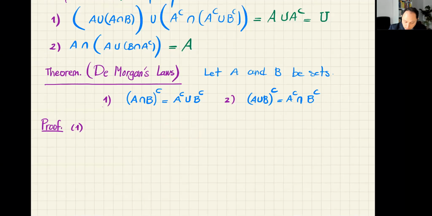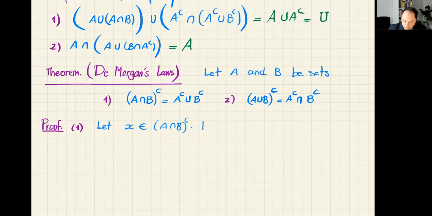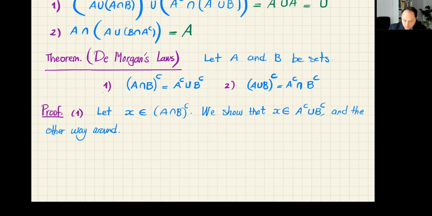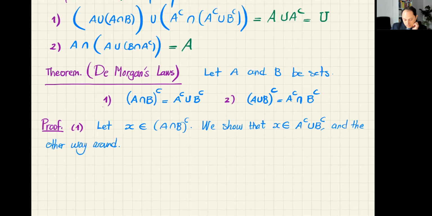Okay, so what should I do? Let X be an element in this set. We show that X also belongs to the right-hand side, and the other way around. Now help me to do this. So I take X in (A intersection B) complement.